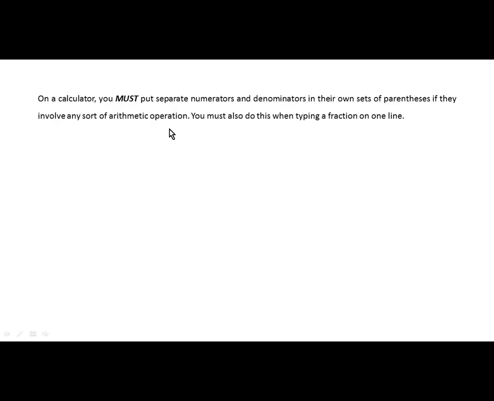On a calculator, you must put separate numerators and denominators in their own sets of parentheses if they involve any sort of arithmetic operation. You must also do this when typing a fraction on one line. This is the biggest error that students make in using their calculators. They'll get an answer and it'll drive them nuts trying to figure out what's wrong, and the first thing you should check is, do you have parentheses around your numerators and denominators where they needed them?